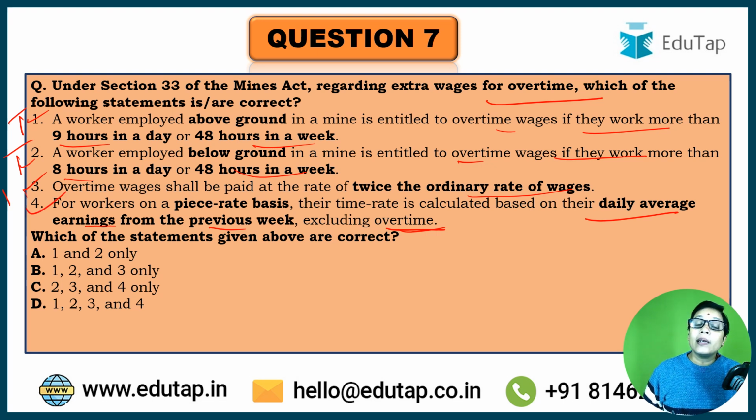कई बार ऐसा होता है ना कि full time नहीं, कुछ एक्स्ट्रा काम है, ऐसे पीस रेट बेसिस पे काम लेते हैं. In such cases, yes, the time rate is calculated based on the daily earnings based on the previous week excluding the overtime. ओवरटाइम एक्सक्लूड करके जो भी वो अर्न करते हैं उसी के बेसिस पे जो एवरेज उन्होंने कमाया है वही उनका टाइम रेट बेसिस मतलब पर आवर या जो भी है वो कैलकुलेट करके उनको दे देते हैं. Yes, this is also true. So in this case all of this are true. 1 2 3 4, hence D is the correct answer.